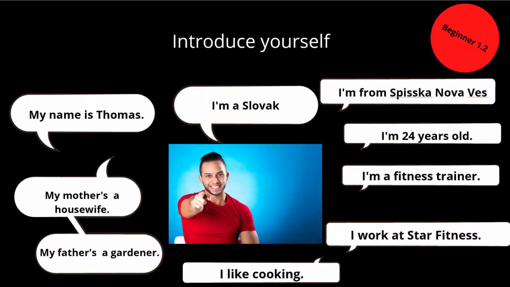Okay? Right. You can start by saying your name. My name is Thomas. I'm a Slovak. This refers to the country from which you come. Okay? I'm a Slovak. This is interesting because you can also say I'm from Slovakia, or you can say I'm a Slovak. For each country, there is a different word that we use to show citizenship.